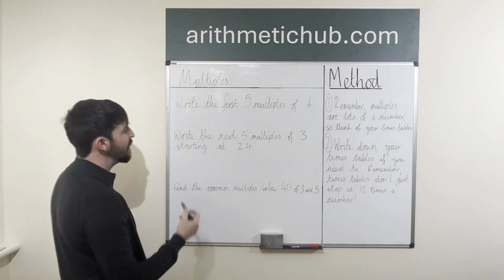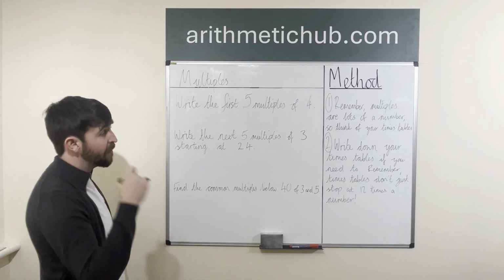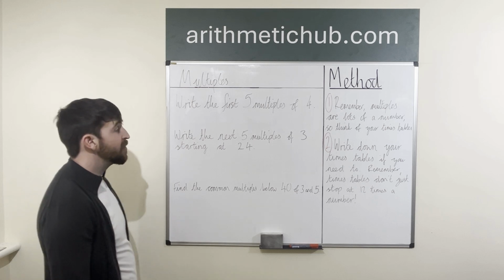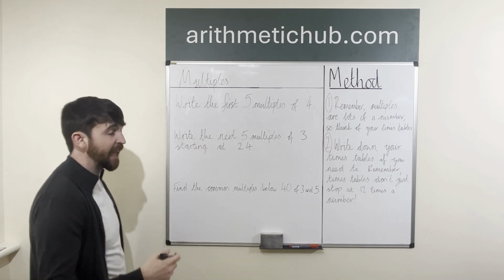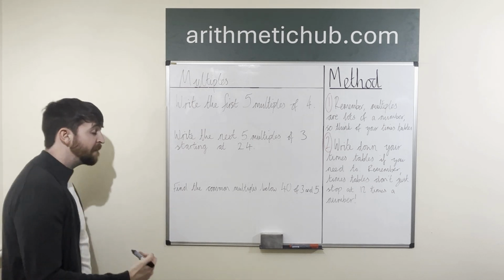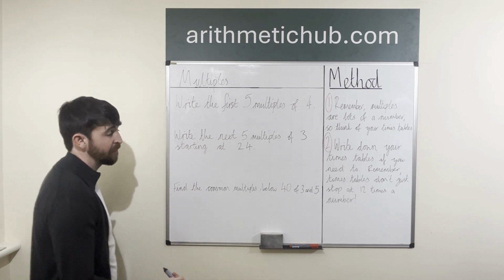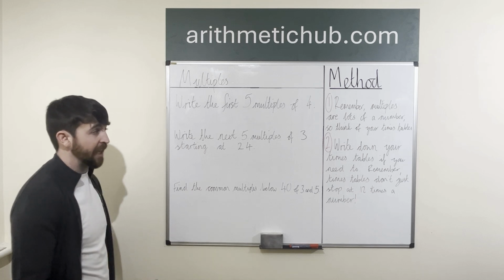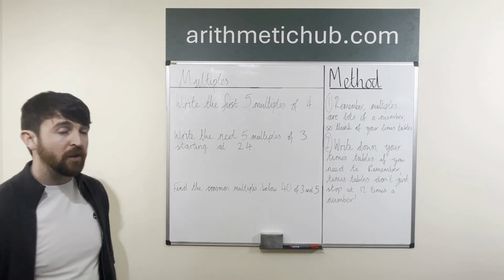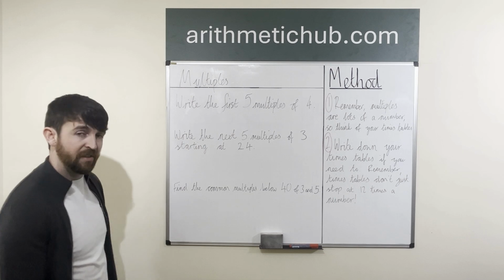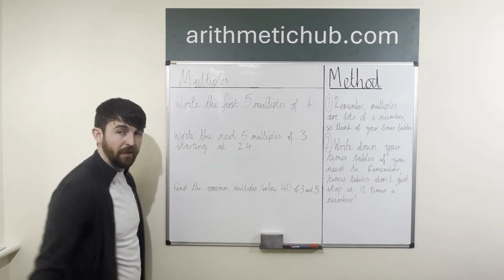So, it says here, to start off with, write the first 5 multiples of 4. Then it progresses to write the next 5 multiples of 3, starting at 24. And finally it says, find the common multiples below 40 of 3 and 5. So, we're going to have a look at how to answer all these different types of questions. To start with though, let's have a look at the method.